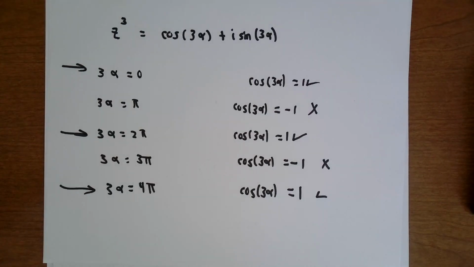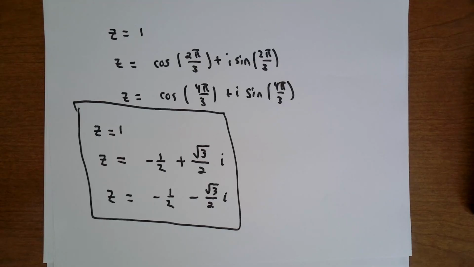I can see that I'm going to have an interesting situation when alpha is 0, when alpha is 2 pi over 3, and when alpha is 4 pi over 3. The other values don't give me what I'm after. They don't make z cubed equal to 1. They would make it equal to negative 1 instead. So, evaluating the trig functions, it looks like 1 has 3 cube roots.